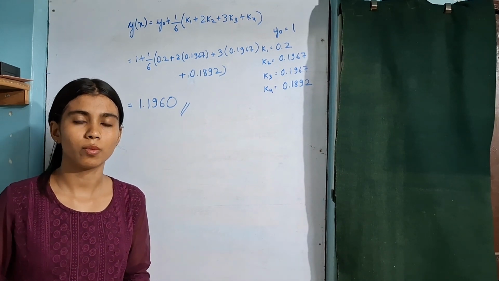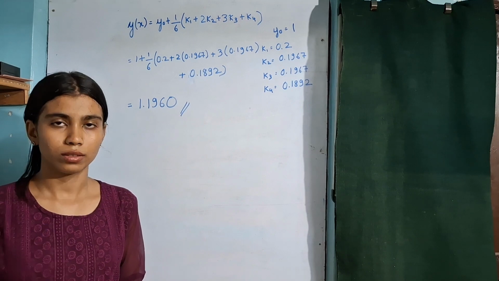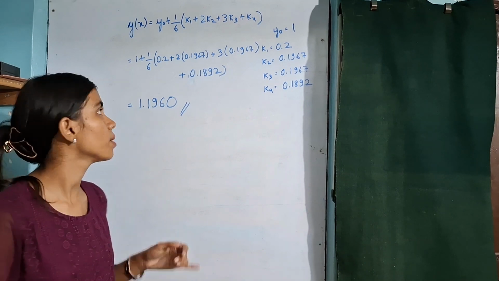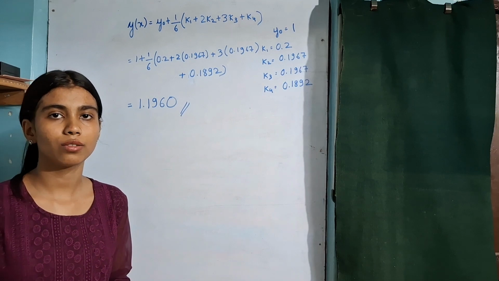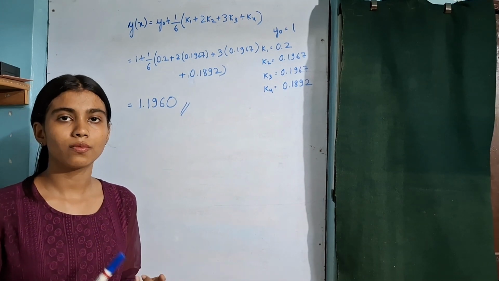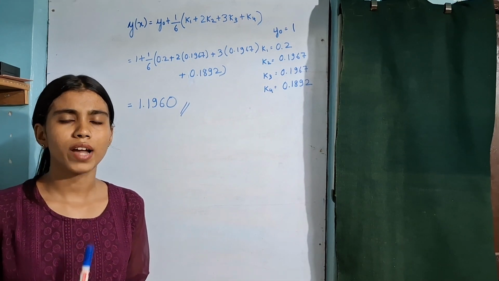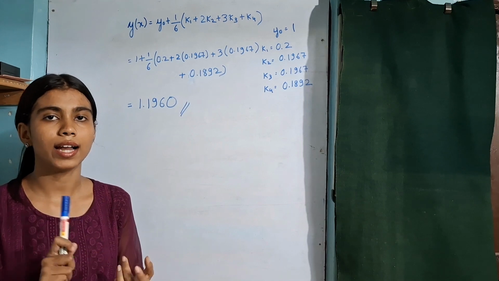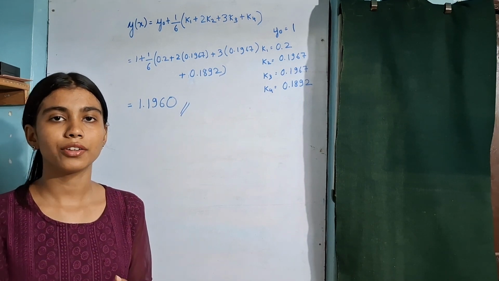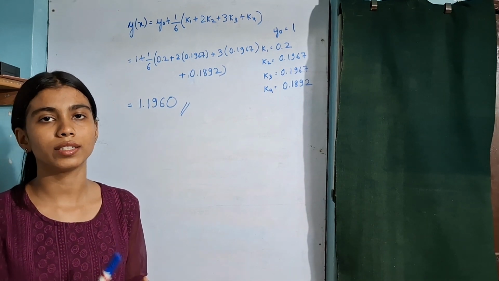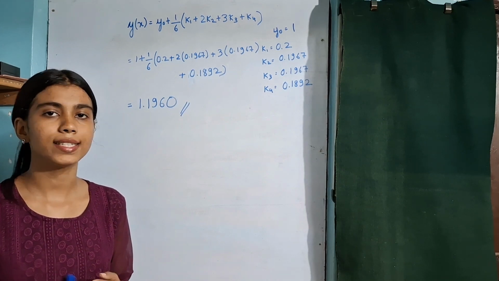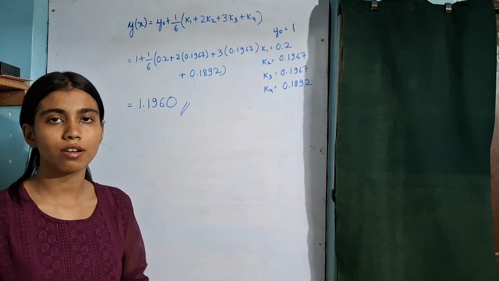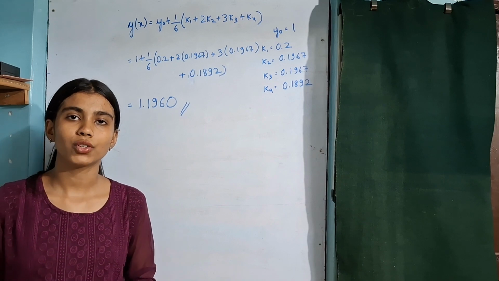What is your given formula? What are the given things in your question, and how you are going to substitute them and get your answer. I hope each and every point is clear to you. The first thing you have to do is find x naught, y naught, h and the given function. After that you have to find k1, k2, k3, k4. After that you are going to put it into the main RK formula and substitute all the answers, and you get your final answer.